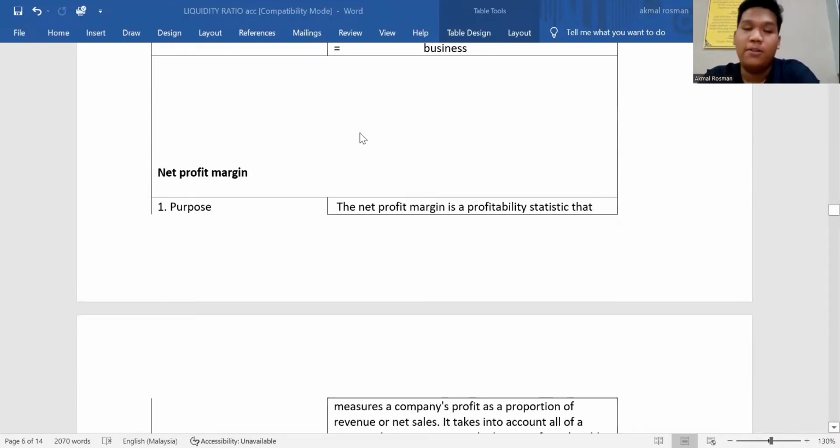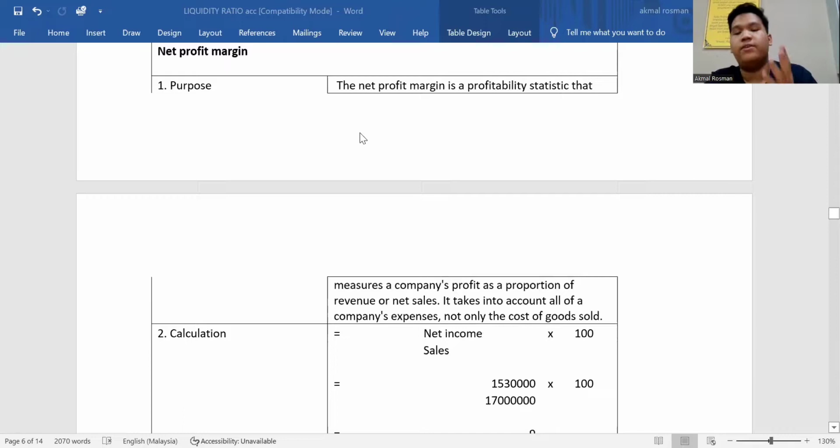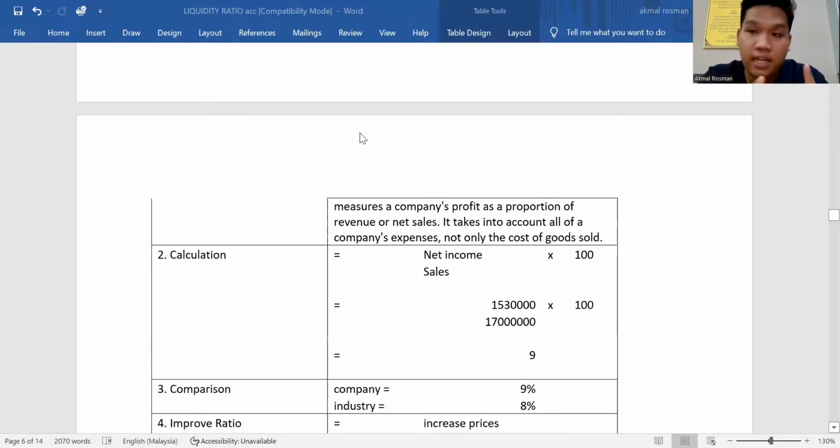Okay, I will talk about the net profit margin. The purpose is a profitability statistic that measures a company's profit as a portion of revenue or net sales. It takes into account all the company's expenses, not only the cost of goods sold. So for the calculation, it is net income divided by sales times 100.